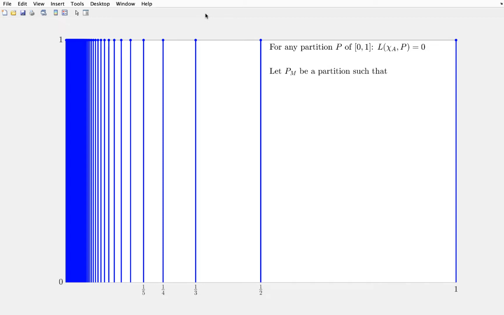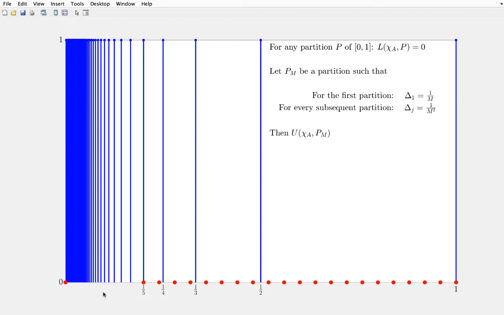So let Pm be a partition such that the first subinterval has a length of 1 over m. So for example, if m were 5, we would see the first two partition points there, 0 and 1 over 5. And let's let every subsequent subinterval have length 1 over m squared. And now let's evaluate the upper sum for this partition. Again, we see an example below of such a partition if big M is 5.